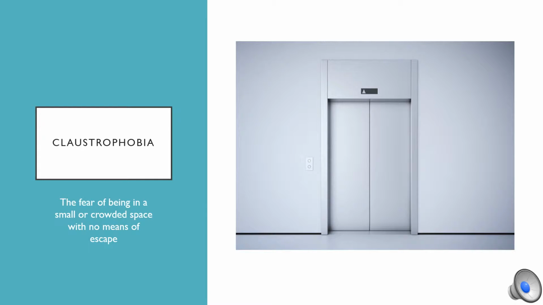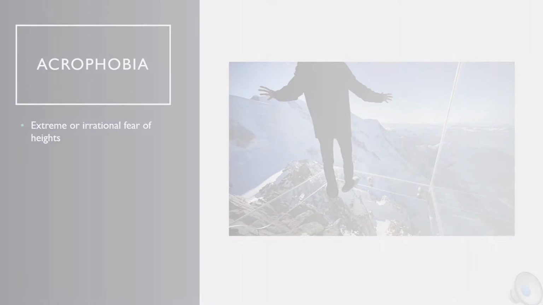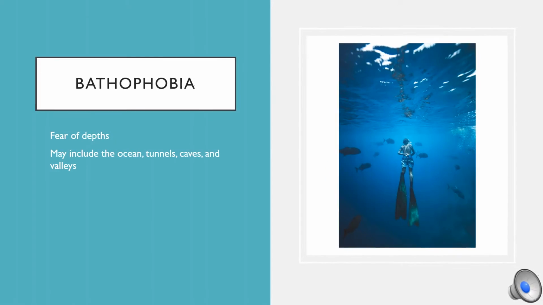Claustrophobia, the fear of being in a small or crowded space with no means of escape. For example, an elevator. Acrophobia is an extreme or irrational fear of heights. This could be on a mountain, a tall building, or other high spaces. Bathophobia, which is a fear of depths. This may include the ocean, tunnels, caves, and valleys.